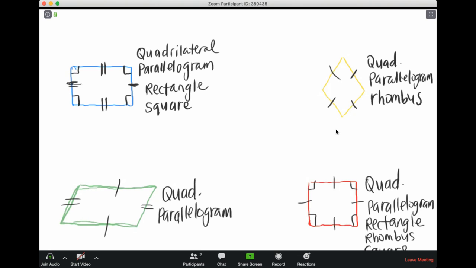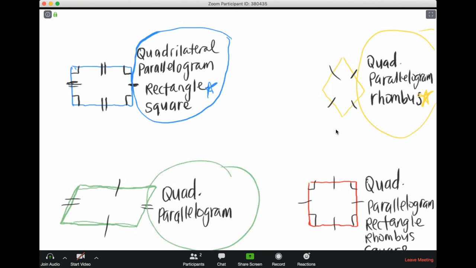Now let's go back and look at the different names that we gave each of these. Out of the names that we gave them, a rectangle is the best answer for the first. Out of these names, a rhombus is the best answer. From all of these, this is the most specific answer. And from all of these, the square is the best answer.